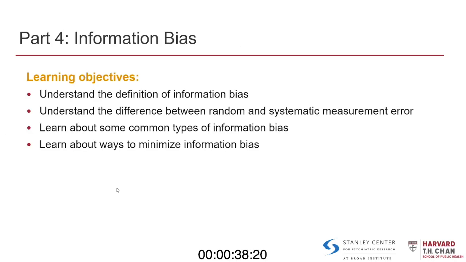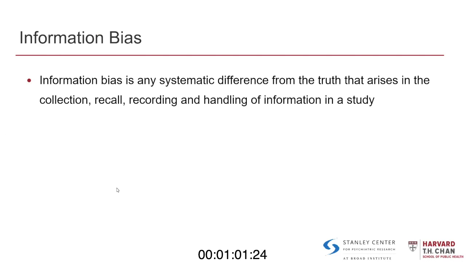So the objectives of this are going to be to first define what information bias is, to understand the difference between random and systematic measurement error, learn about some common types of information bias, and discuss ways we can minimize information bias, particularly in the design stage. So let's start with the definition.